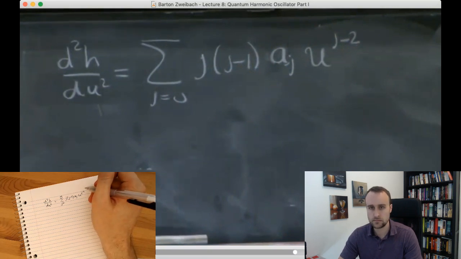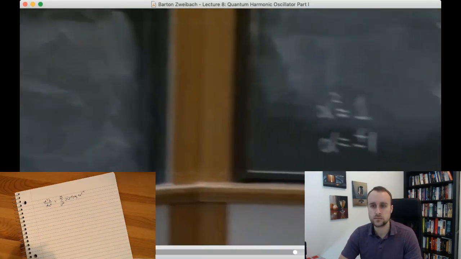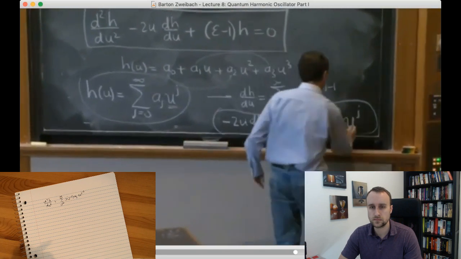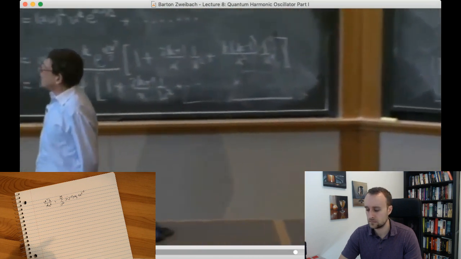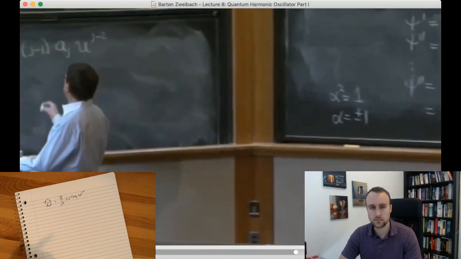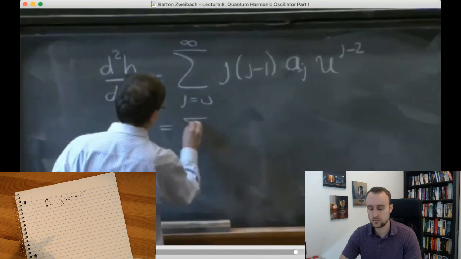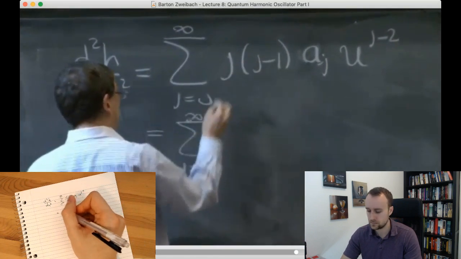Now, you have to rewrite this in order to make it tractable. You want everything to have u to the j's. You don't want actually to have u to the j minus 2. So the first thing that you notice is that this sum actually begins with 2, because for 0 and 1 it vanishes.